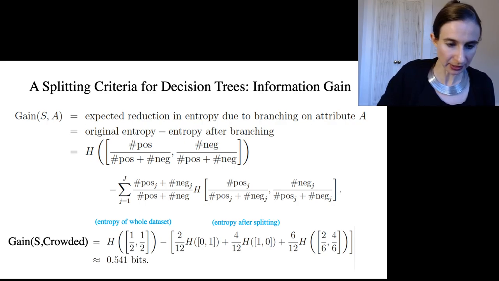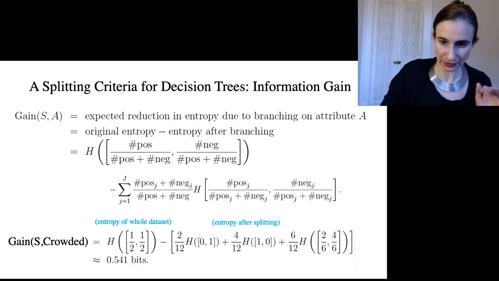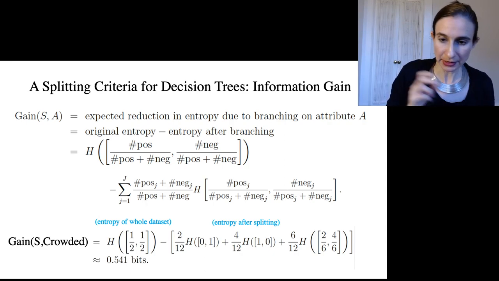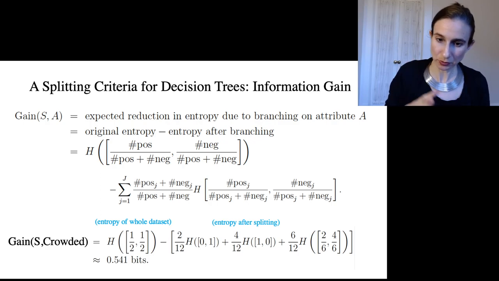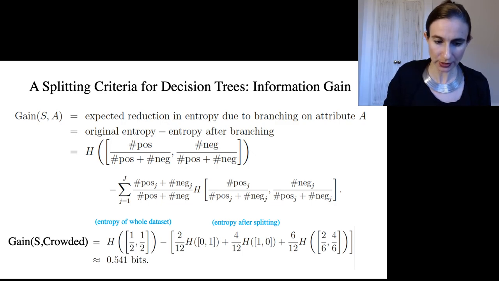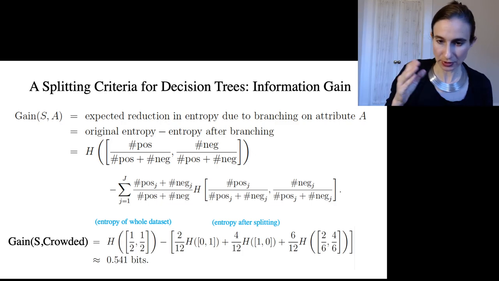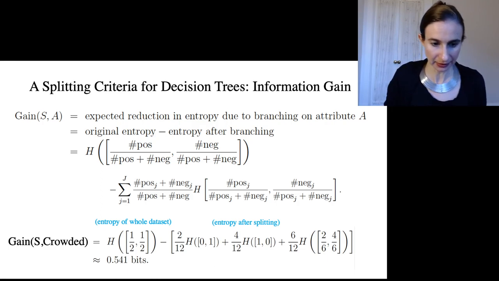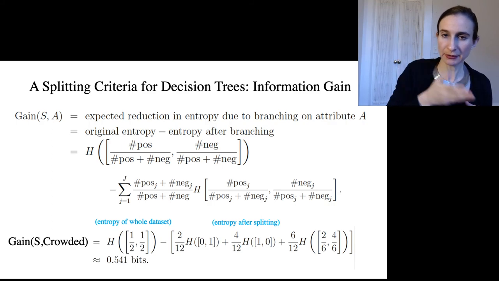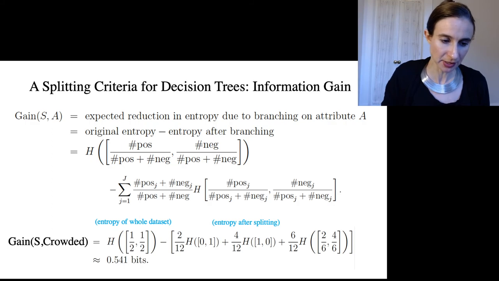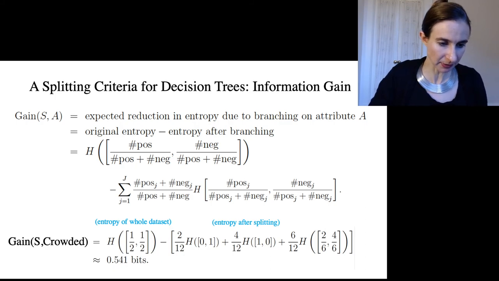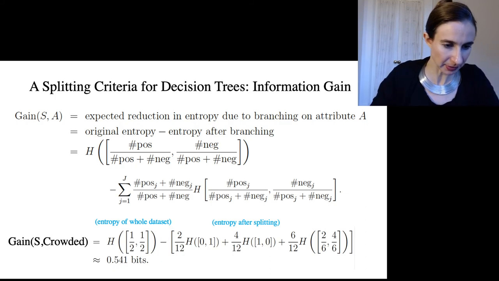And then after we split, I just want to remind you that the leftmost branch was all negative, so it's 0 and 1. And then the middle branch was all positive, so it was 1 and 0. And then the third option was 2 out of 6 positive and 4 out of 6 negative. And then we're weighting each of these by the number of examples that fell into each of the leaves. So that was 2, 4, and 6. Okay, so that's where those numbers come from. And then we compute it and we get 0.541 bits, okay?